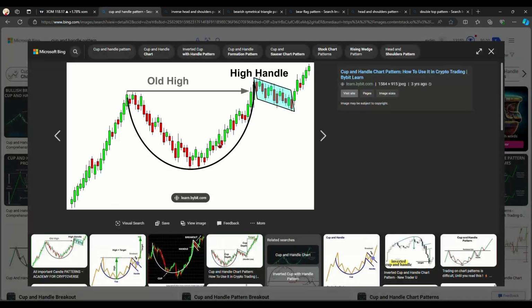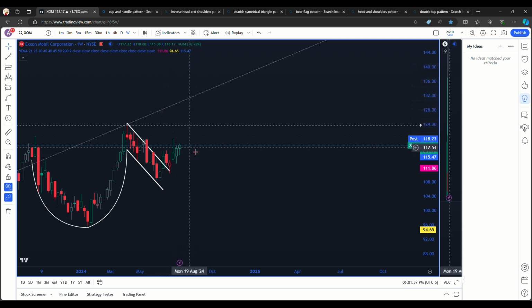Now, with the reference photo, this is exactly what a cup and handle looks like. We got the swoop down to make the cup, then our handle, and then our breakout to pass our all-time high. Right? So that is a perfect example of a cup and handle charted out on XOM.